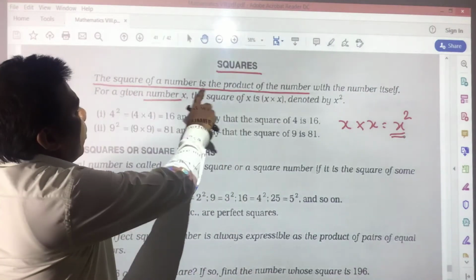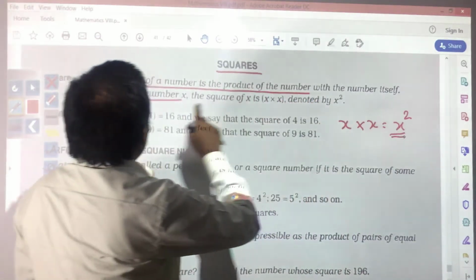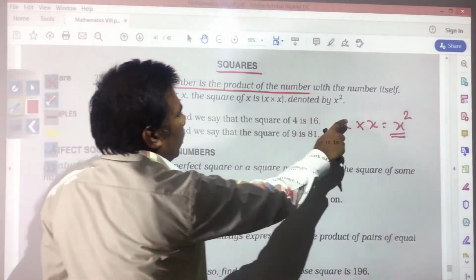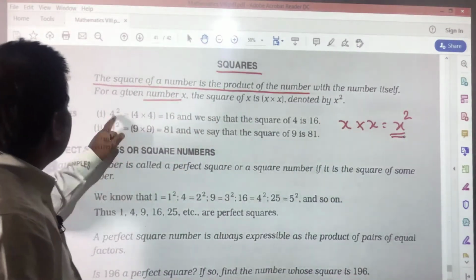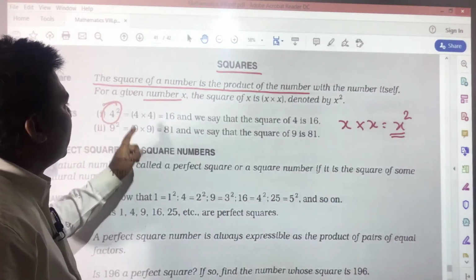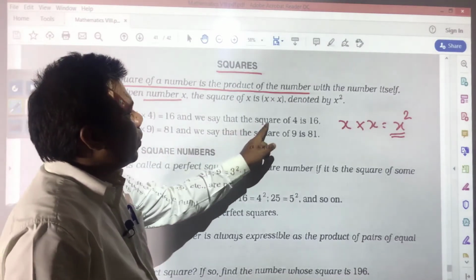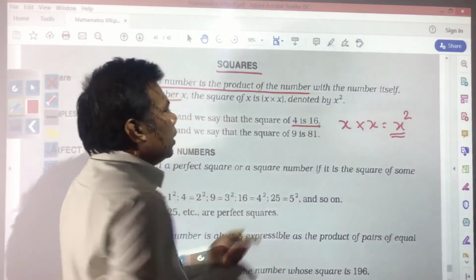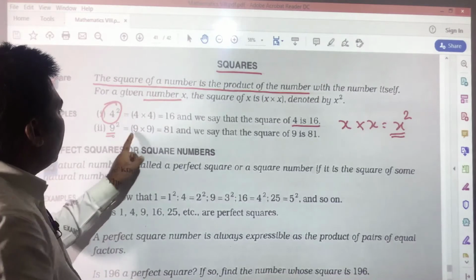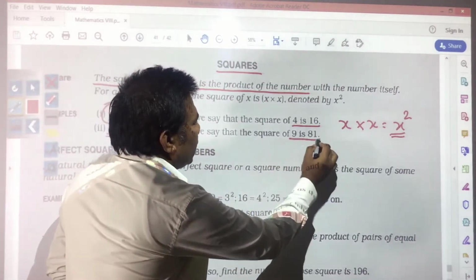So, the square of a number is the product of the number with itself. For a given number x, the square of x will be x square. In the same way, 4 square means 4 into 4, and that is 16, and we say that the square of 4 is 16. In the same way, 9 square means 9 into 9, and that is 81, and we say that the square of 9 is 81.